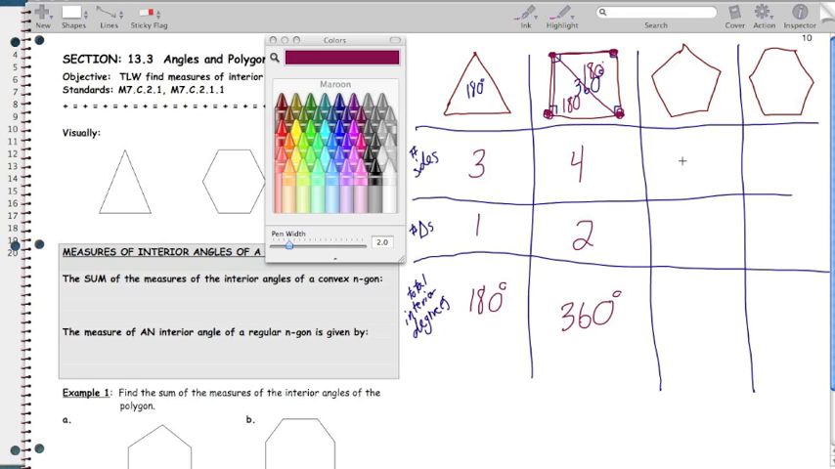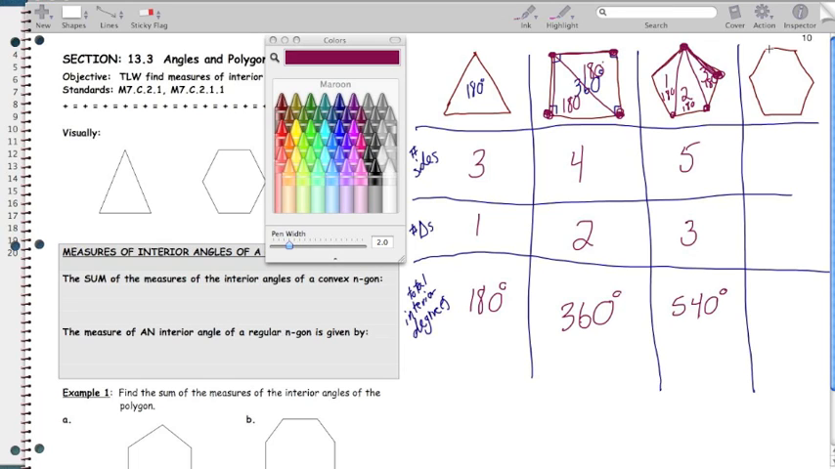Let's go to this third one. 5 sides here. We're going to connect each vertex to another vertex. So we end up with 1, 2, 3 triangles, because that line is really like that. 3 triangles. We know each of them is 180, so 3 times 180 is 540. There's 540 degrees in a pentagon.